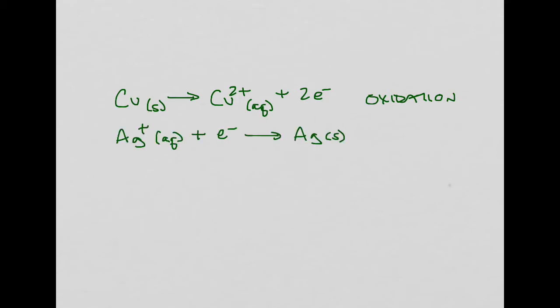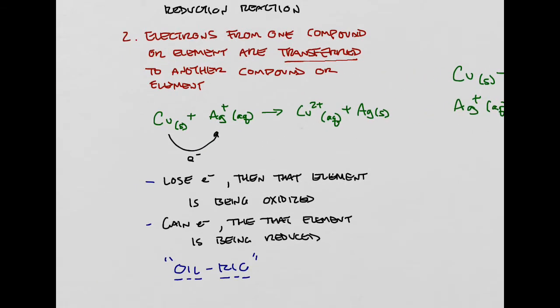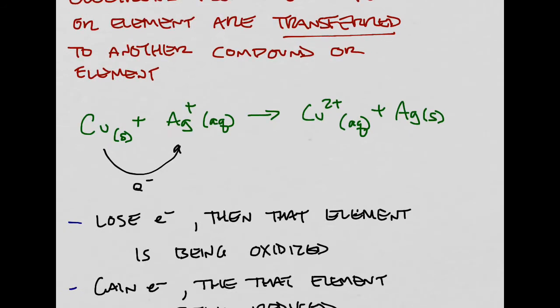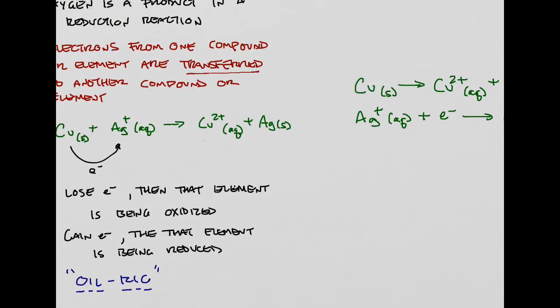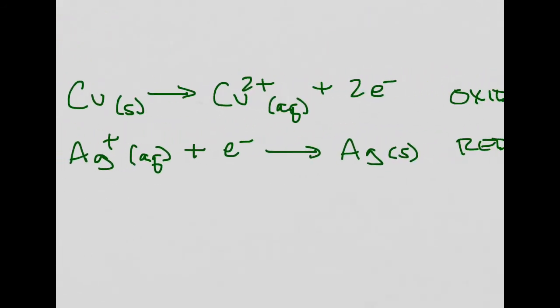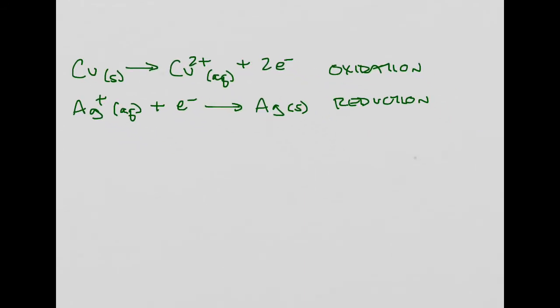All right, and in this case you can see that the silver has picked up an electron, so it's gaining an electron. Don't forget the OIL RIG thing though, so RIG is reduction is gaining, so this is a reduction reaction. And again, this goes back to the original reaction that we had right here. I just broke it up into two so that you can more clearly see the actual oxidation and reduction going on with the two elements that are involved, or element and ion.